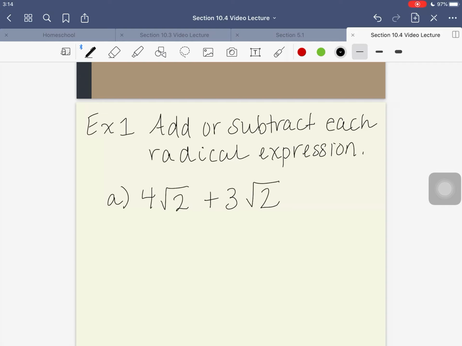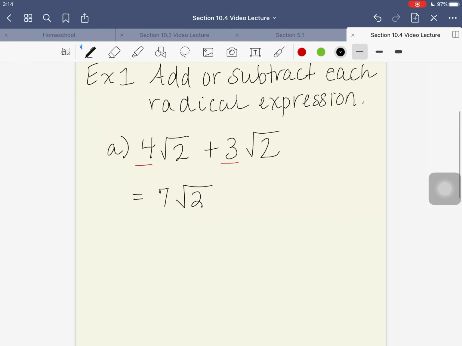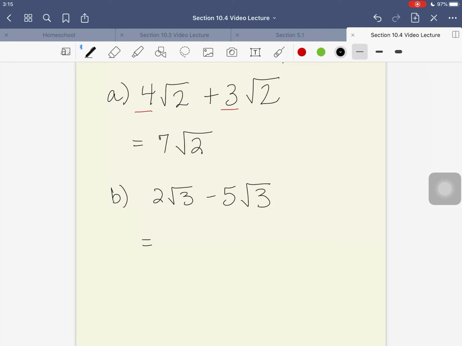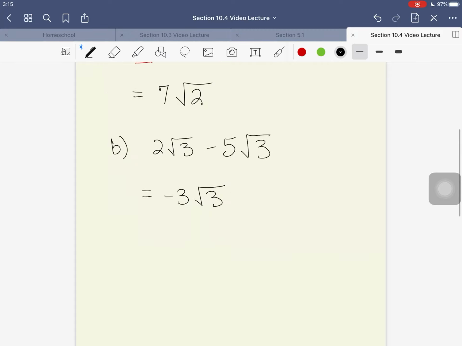You would combine the 4 plus 3, so this equals 7 square root of 2. So you keep your radical part the same. All right, part B, 2 square root of 3 minus 5 square root of 3. Again, we have like terms, so just combine the integers. 2 minus 5 is negative 3. So negative 3 square root of 3.